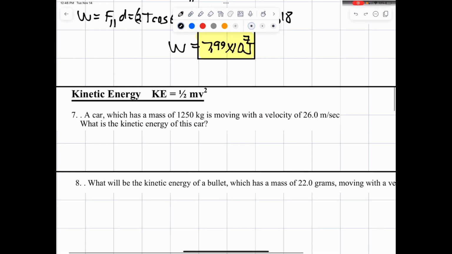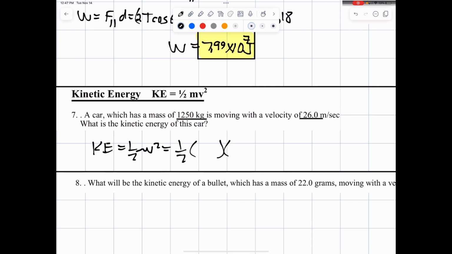Okay, so we have a car with a mass of 1,250 kilograms, moving with a speed of 26 meters per second. What's the kinetic energy of the car? All right, let's see here. We're going to go 1/2 mv squared, so 1/2 times the mass times the velocity squared.